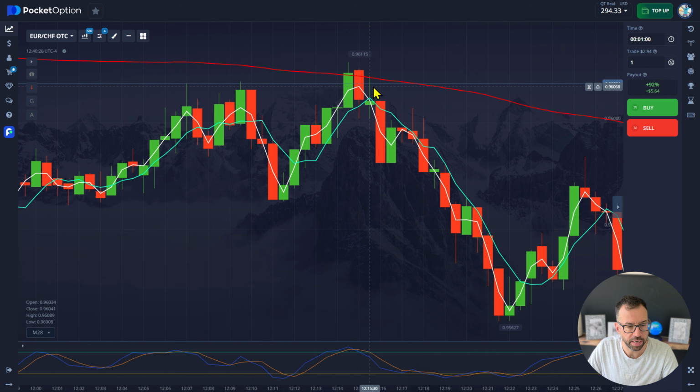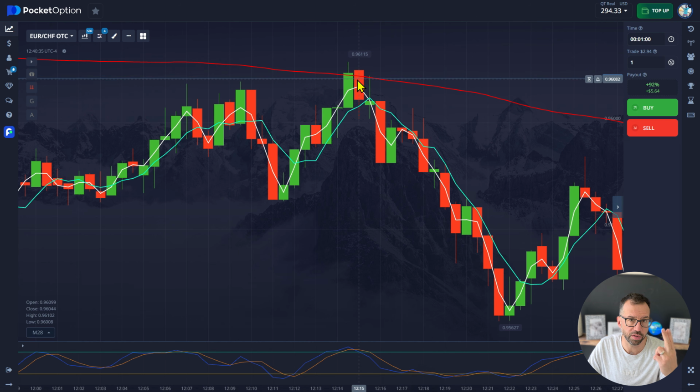So right here is where we would have got in for a buy. We would have got in for a 1-minute buy, and these are 30-second candles, so every 2 candles would be a win. Let's say we were buying right here on this red candle. Why would we buy on this red candle?